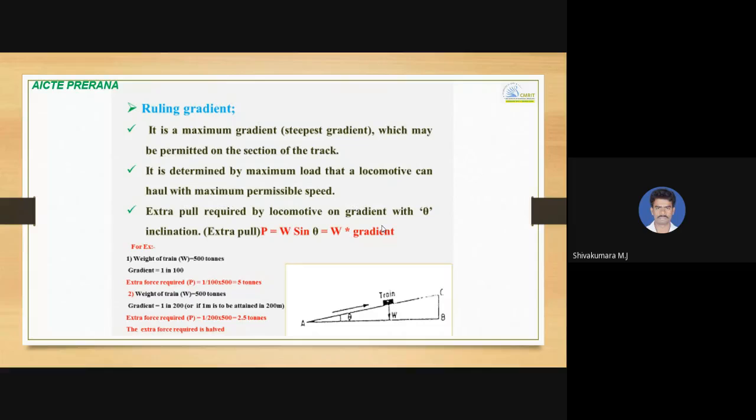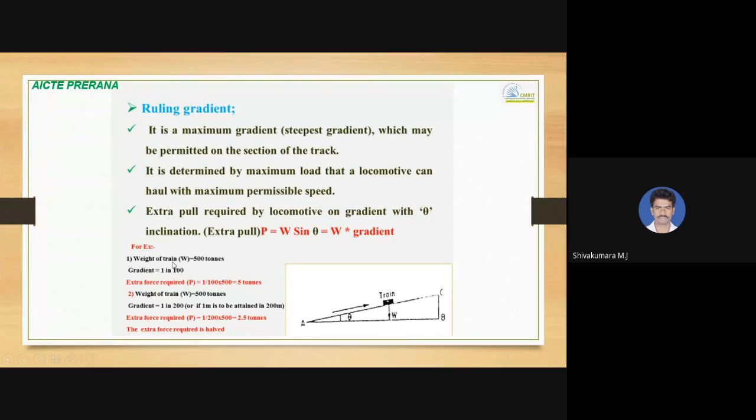Extra pull required by a locomotive on a gradient with inclination can be calculated by P equal to W sine theta. So sine theta is nothing but the gradient. You can refer to this sketch for this equation, which is derived. So the extra pull which is required, if you resolve the weight of this train along this inclination, you will get this W sine theta.